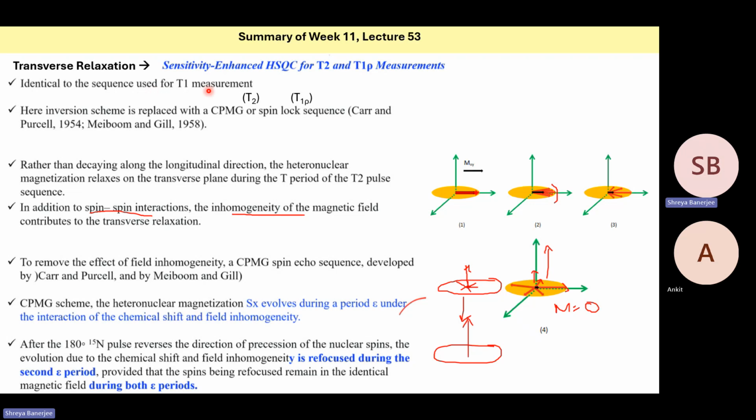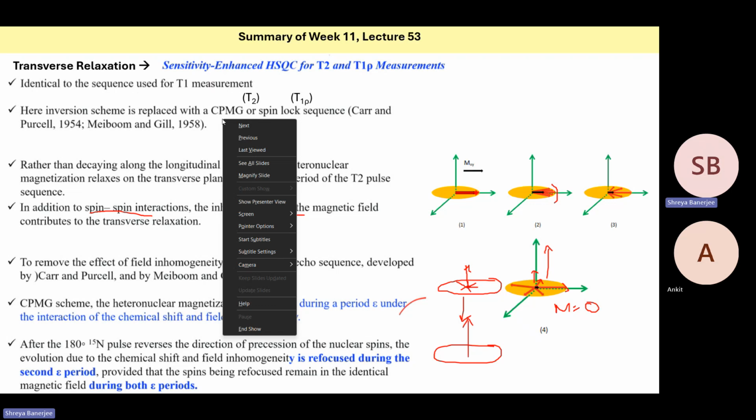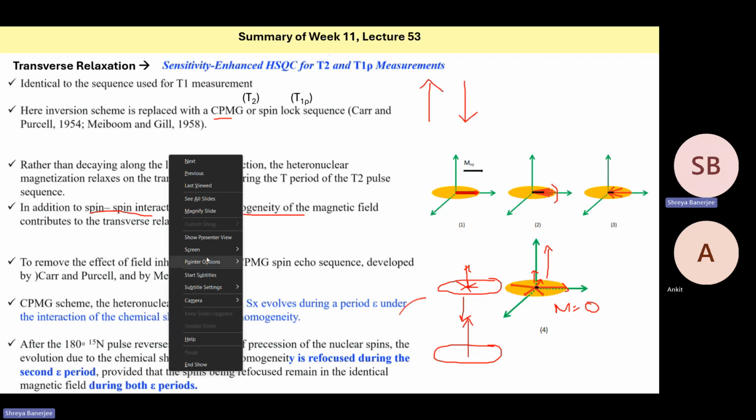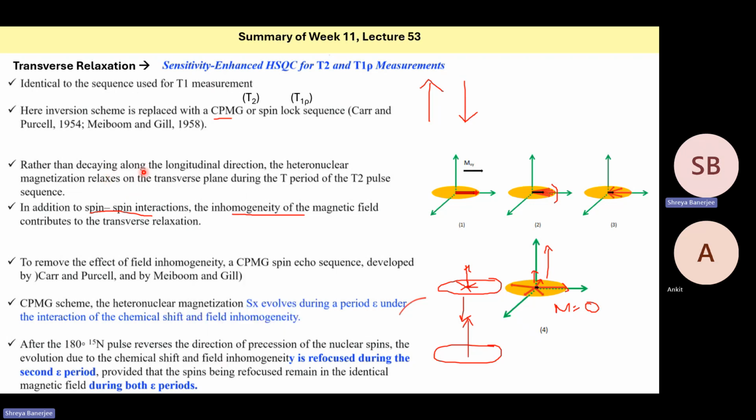Here the pulse sequence is very similar to that of T1, but in T1 you had used an inversion scheme. So from Z you had brought to minus Z, because T1 was longitudinal relaxation and you wanted to study how minus Z goes back to Z. But here, instead of the inversion scheme, a CPMG sequence is used. So we will look into that in the coming slides. In addition, rather than decaying along the longitudinal direction, the heteronuclear magnetization relaxes on the transverse plane during the T period of the T2 pulse sequence.